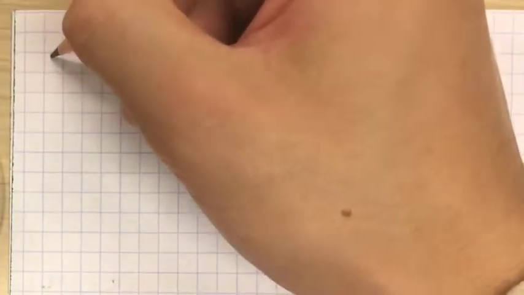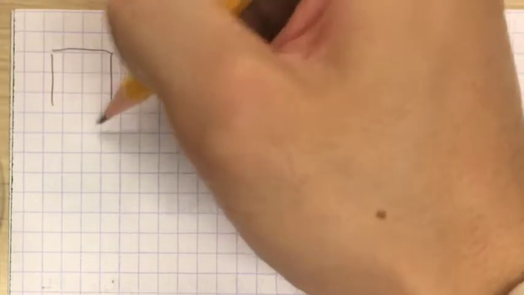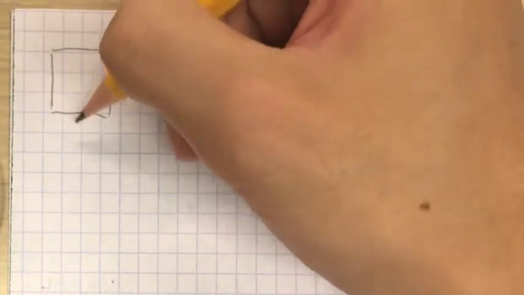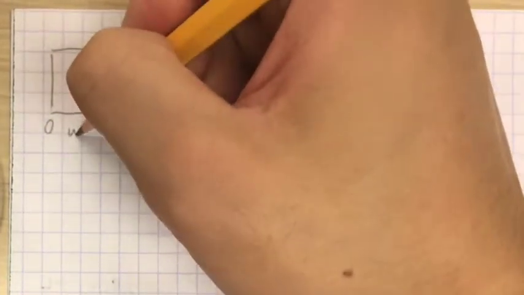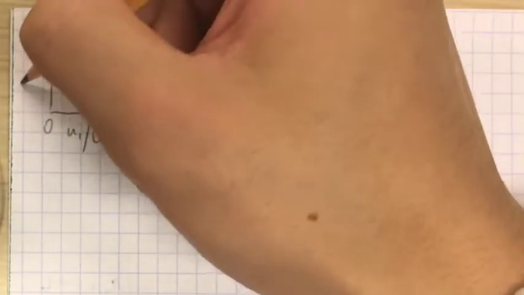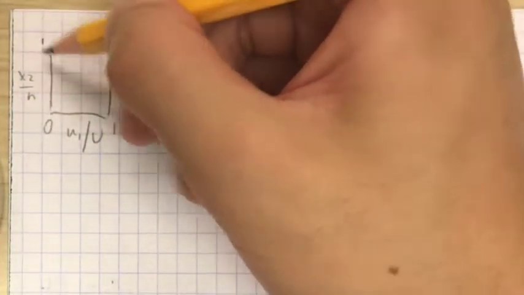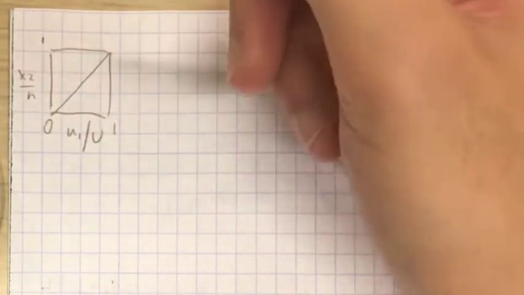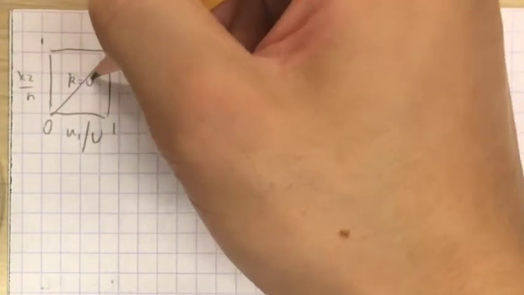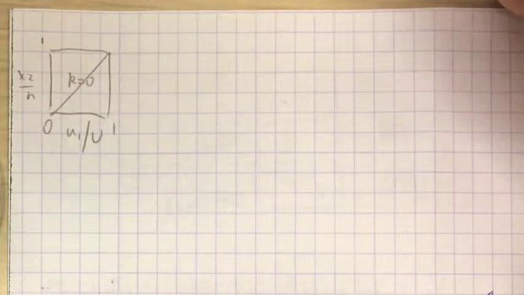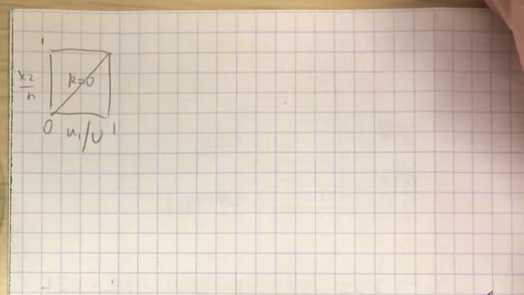So now we can draw the general profile. Let's draw a non-dimensional profile. On the x-axis, we have u1 over u, and here we have x2 over h. So when k is equal to 0, we know the profile will be a linear one because the pressure doesn't take a part in the flow, right?